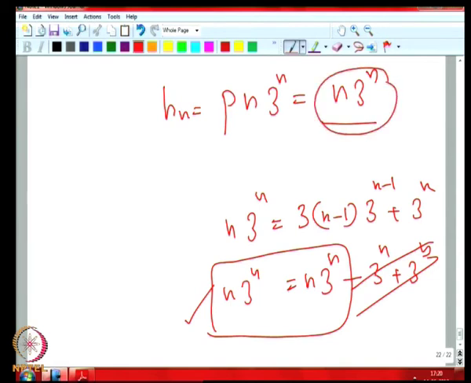Again, as we were always seeing, if you try whether the initial condition is met, it is not met, because if you put n equal to 0, this will become 0. So, n into 3 raised to n is indeed 0. But we want h_0 equal to 2. So, how will it happen now?